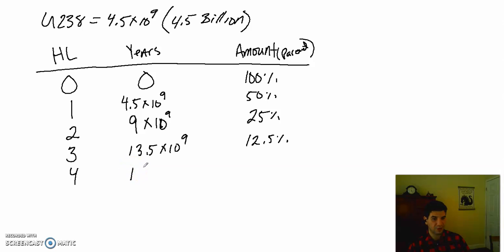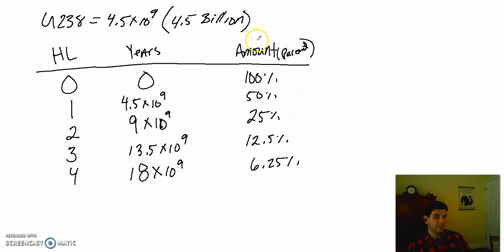So half-life 4 would be 18, I'm sorry, 18 times 10 to the 9th, which would be 6.25%. You can keep going with it. I'm going to stop there because typically we don't go past like 4, maybe even 5 half-lives.